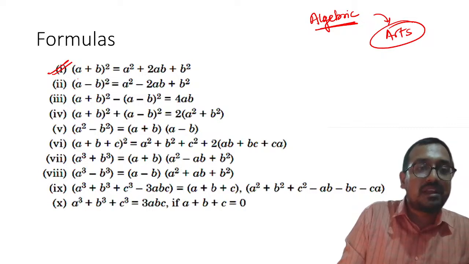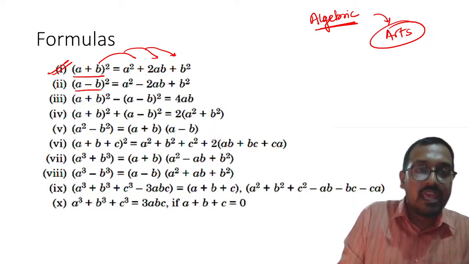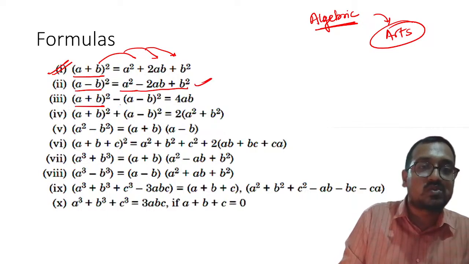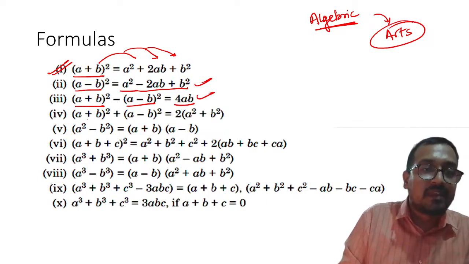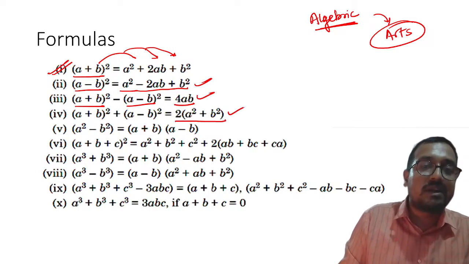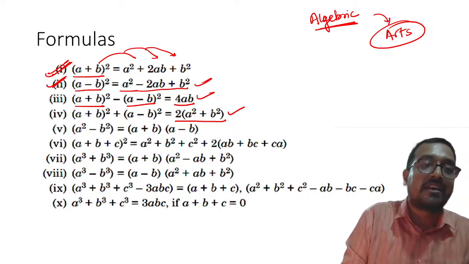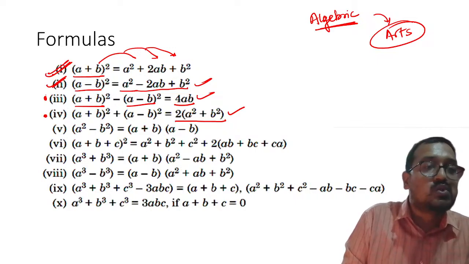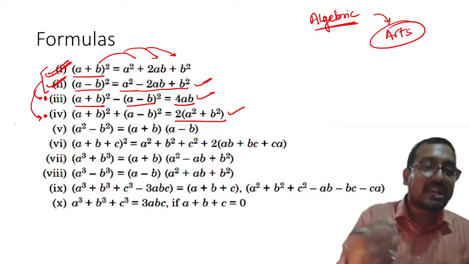So yeah, please remember, a plus b whole square is equal to a square plus 2ab plus b square. a minus b whole square is equal to a square minus 2ab plus b square. a plus b whole square minus a minus b whole square is equal to 4ab. Then obviously if you will add, that will become 2 times a square plus b square. So please remember, you have to remember first and second. Third and fourth can be deduced from these two if you will practice enough.